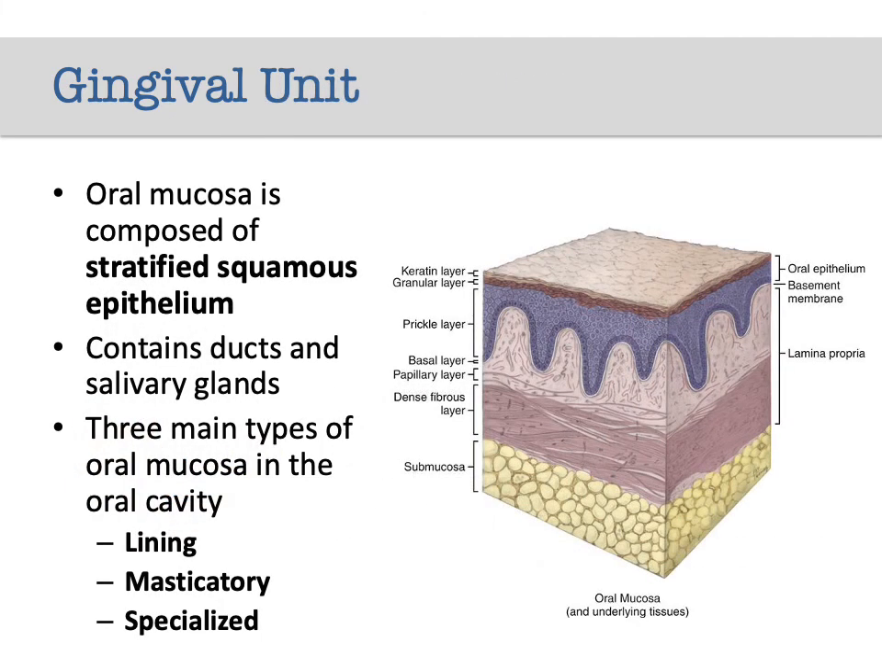Now let's talk about the gingiva, or what we call the gingival unit. It is oral mucosa that is composed of stratified squamous epithelium. It contains ducts as well as salivary glands. There are three main types of oral mucosa in the oral cavity: lining, masticatory, and specialized.